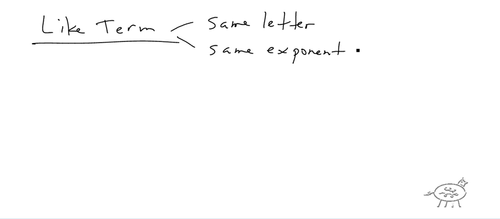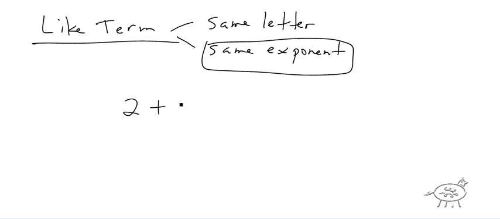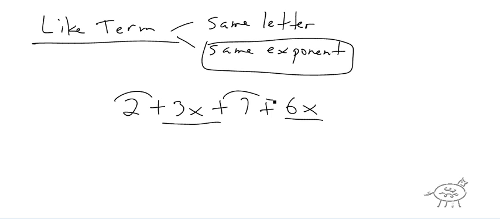We're actually not going to worry too much about this right now. We're going to get back to that later because everything is going to be to the power of 1 right now. So we're mostly concerned about the same letter. If I put a problem here and I said 2 plus 3x plus 7 plus 6x, the like terms are going to be the ones with the x's and the ones with the numbers. Those are like terms. So basically what you're doing is you're putting it together.